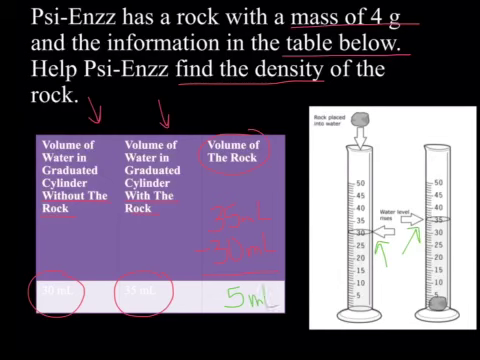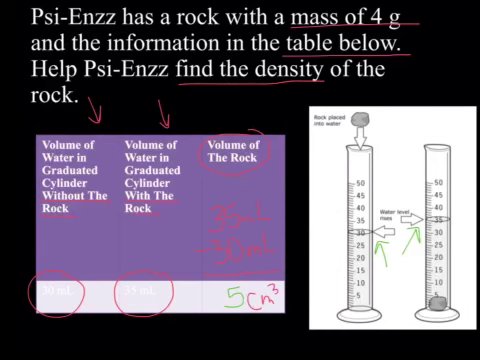Uh-oh, I made a mistake. Can you spot my mistake? Exactly. A rock is a solid, and because it's a solid, we can't have milliliters for our volume. Do you remember what we used? Great job. Centimeters cubed or cubic centimeters.